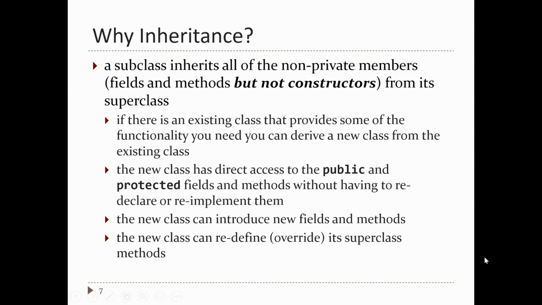Now, of course, the new class can, if it needs to, add new fields and methods to itself. And the new class can change the definition of any public or protected method that it inherits from its superclass. Now we've already seen examples of that where we've overridden equals, toString, and hashCode. So we've actually been using inheritance all along, even though I never explicitly told you that we were doing so.